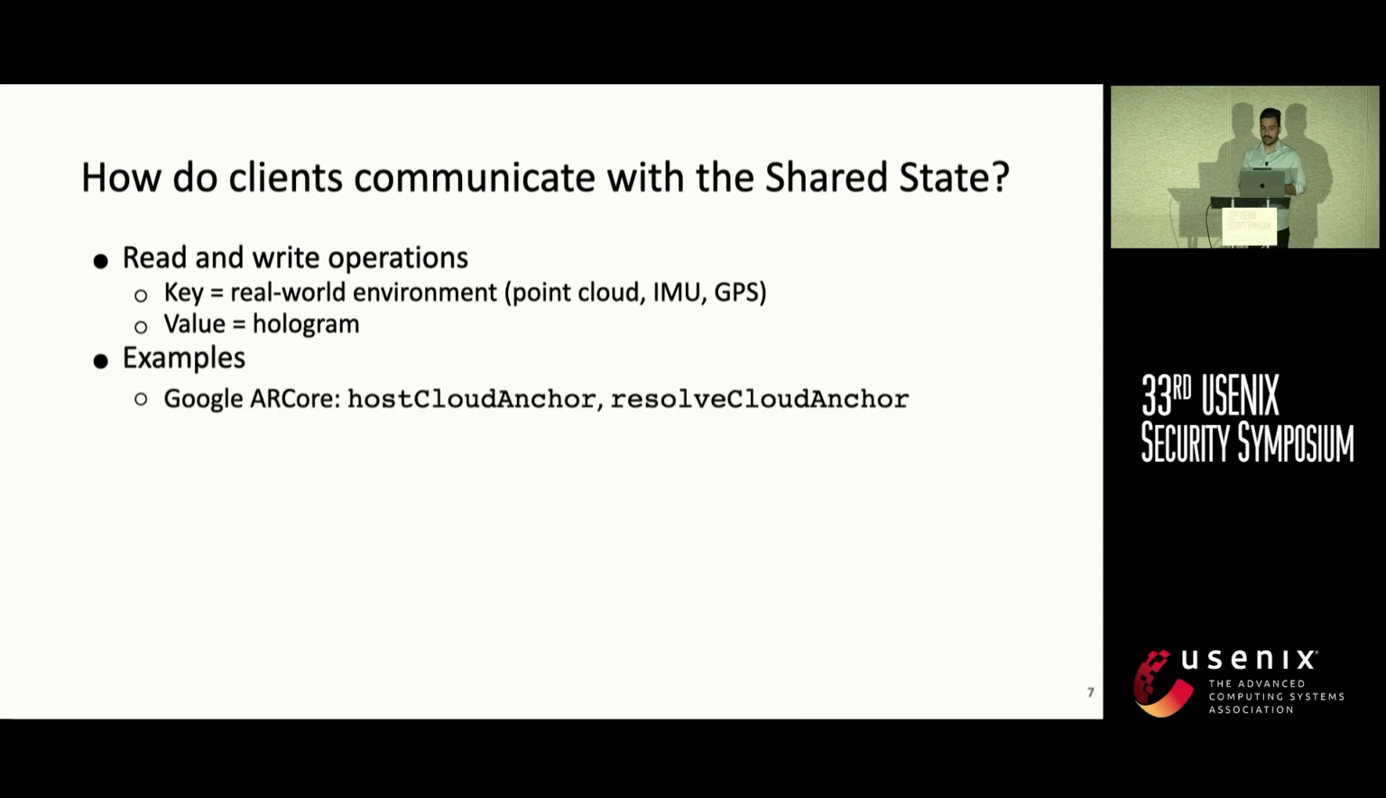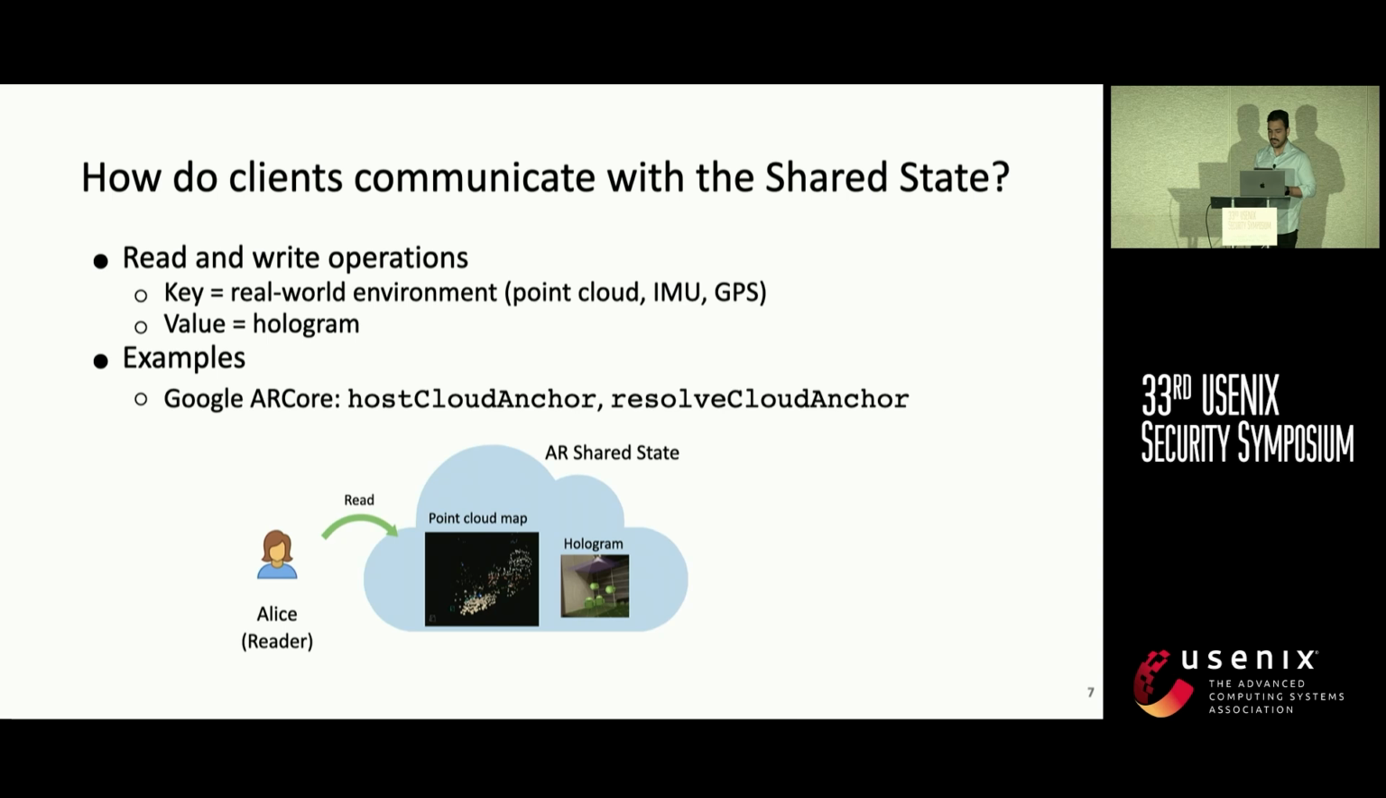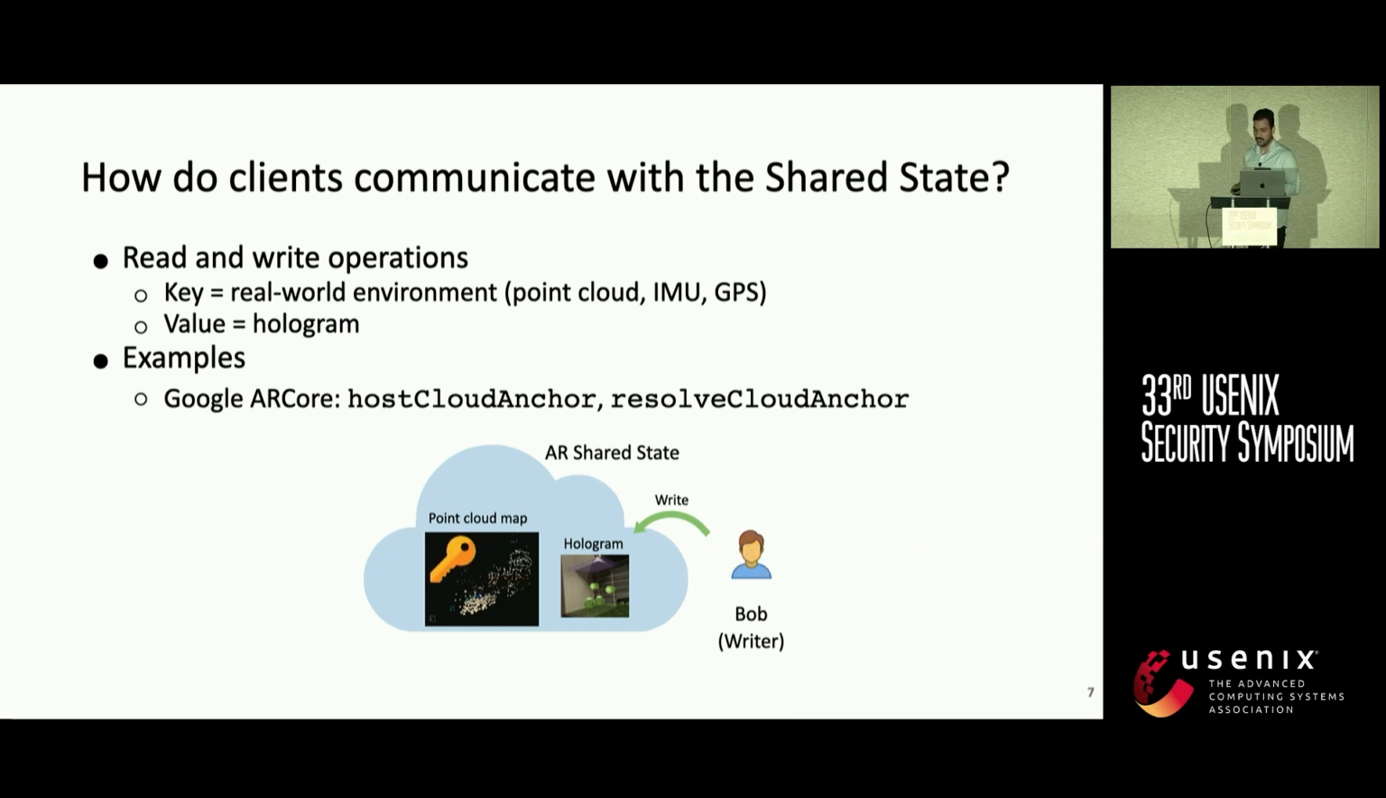For example, the Google ARCore framework provides these operations: host cloud anchor for writing into the shared state and resolve cloud anchor for reading from it. Here, Alice is a user and acts as a reader. She provides the key information, for example, information of the environment, to get access to the shared state, and then she can fetch the hologram from it. The other user, Bob, is a writer here. He provides the key information, gets access to the shared state, and can write information into it and update the point cloud map and the hologram.